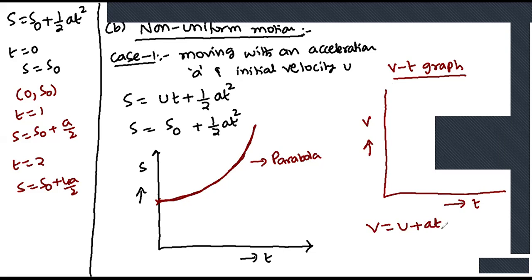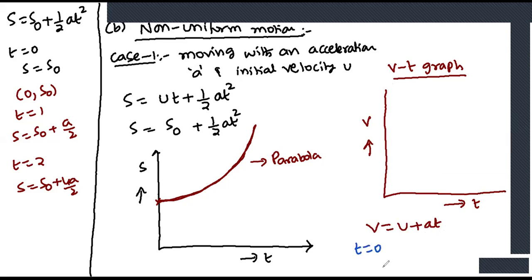So v equals u plus at. When t equals 0, what is the value of v? u. So the coordinates will be 0 comma u. Thereafter, velocity is directly proportional to time. So from here it is a linear shape, a straight line.